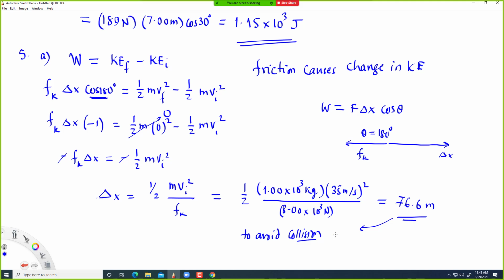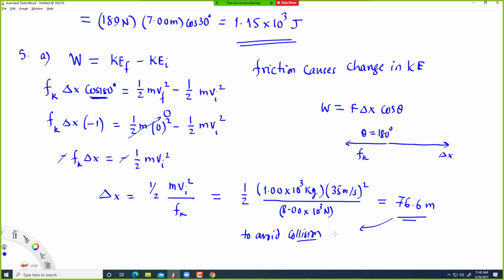Now the second one, let's say we decrease the distance. Okay, we want to decrease the distance. We want to stop even before that distance. Then no, sorry, I think I repeat the question again.